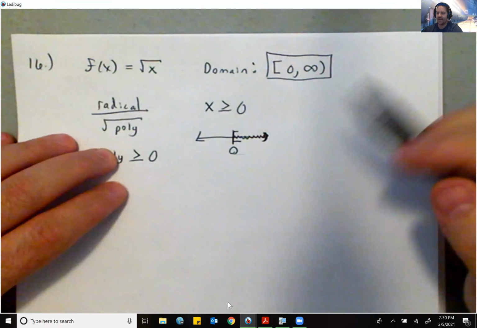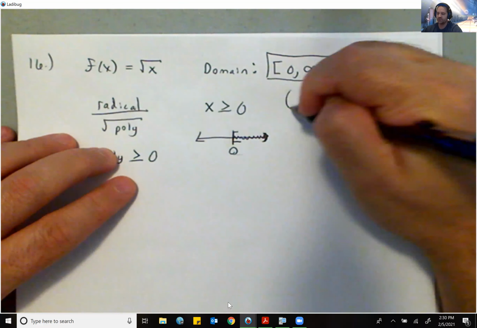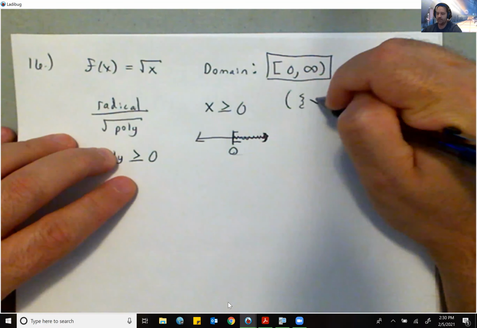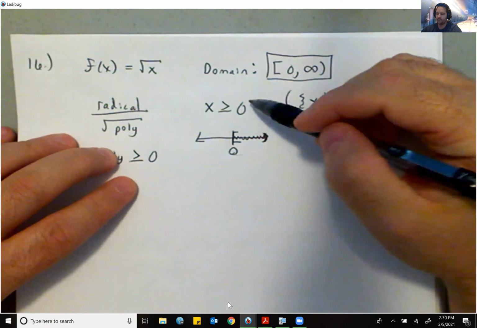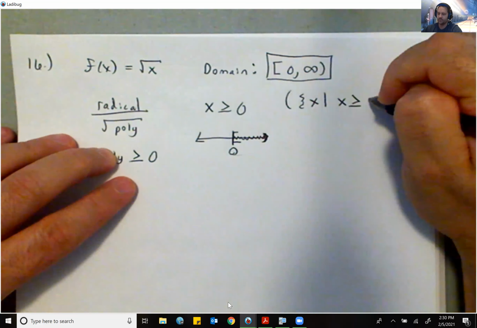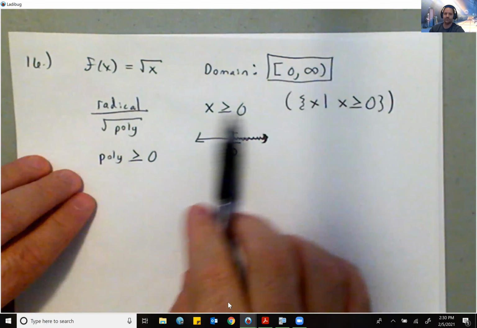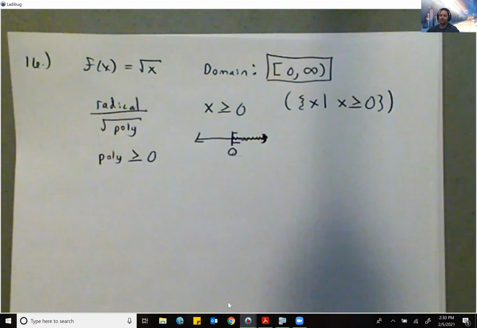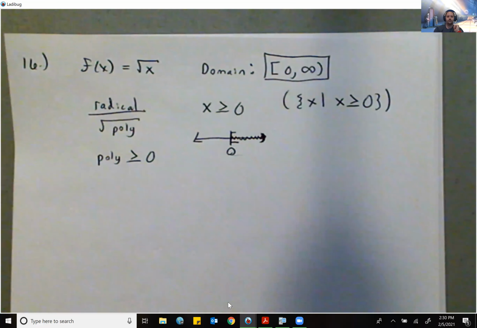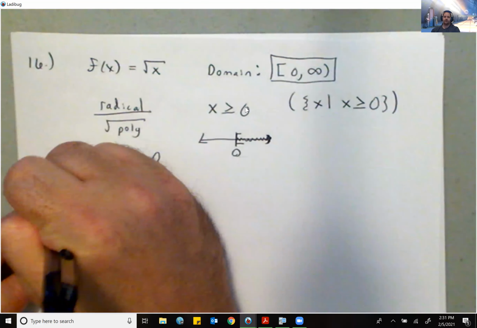If I wrote this in set notation, it would look like this: our squiggles, X, line, and then you put that answer in it. X greater than or equal to 0. There's the set notation for it. Once you solve, that's your set notation answer, whatever it is. Whatever polynomial is under this, set it greater than or equal to 0 and solve, but make sure you look at it through the lens of interval notation. Any questions on number 16?